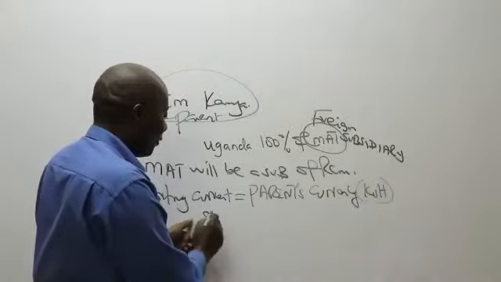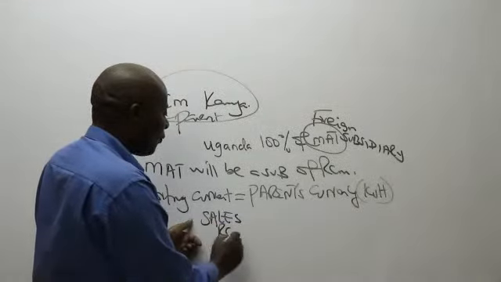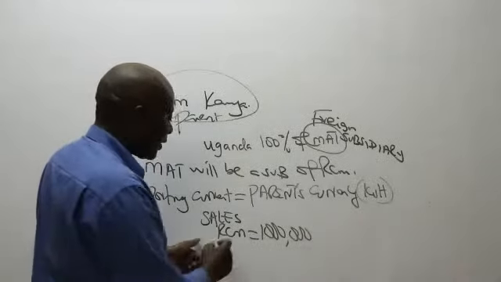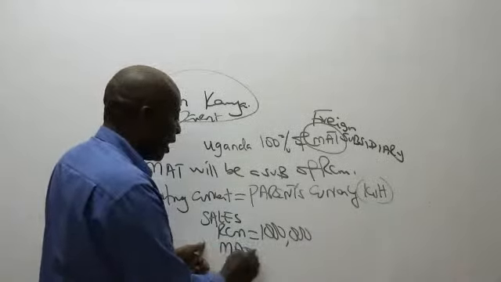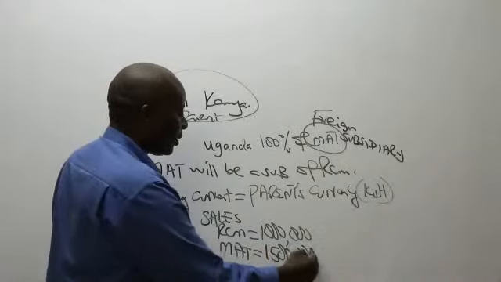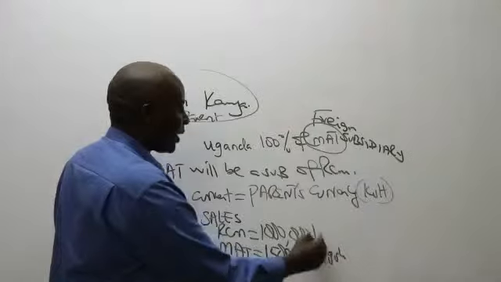So for example, if sales of RCM is 1 million, and then we have a sales of MAT in Uganda is 1.5 million. These are Uganda shillings, these are Kenya shillings.